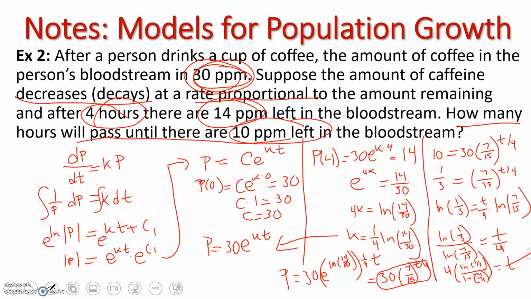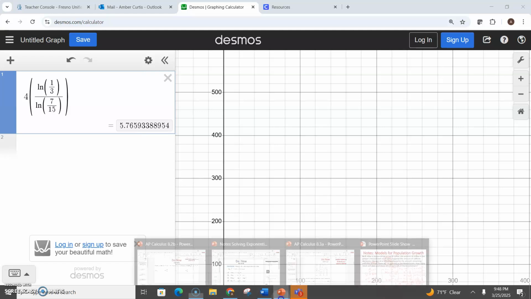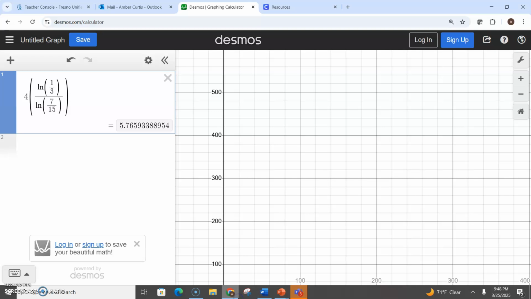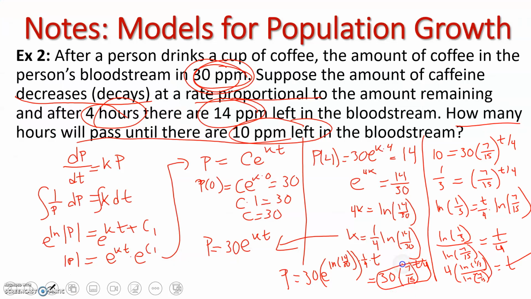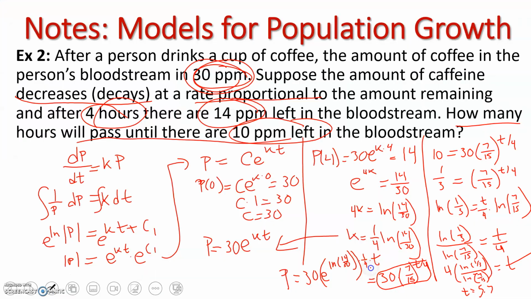equals the t. And then using the calculator once again, we see that it's going to take about 5.76 hours for that caffeine to decay. So what did we say? 5.76. So t equals 5.766. Sorry about my handwriting. Hours. And that's pretty much it.